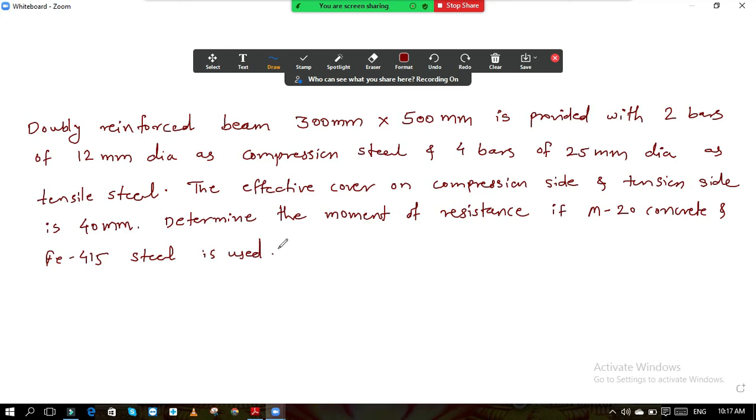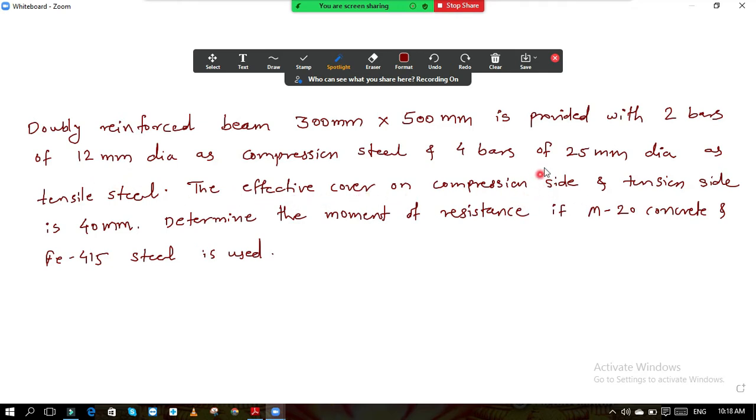Now read the problem once again. What is given over here? The doubly reinforced beam is 300 mm by 500 mm, so 500 mm is the overall depth. 2 bars of 12 mm on the compression side, 4 bars of 25 mm on the tension side. So below the neutral axis 4 bars of 25 mm, above the neutral axis 2 bars of 12 mm. This is the reinforcement.